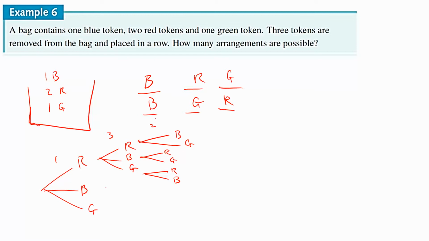Whereas if you chose blue, you have a choice of 2 reds. Got a red, red, and a green. Or you can think of it as red or green.